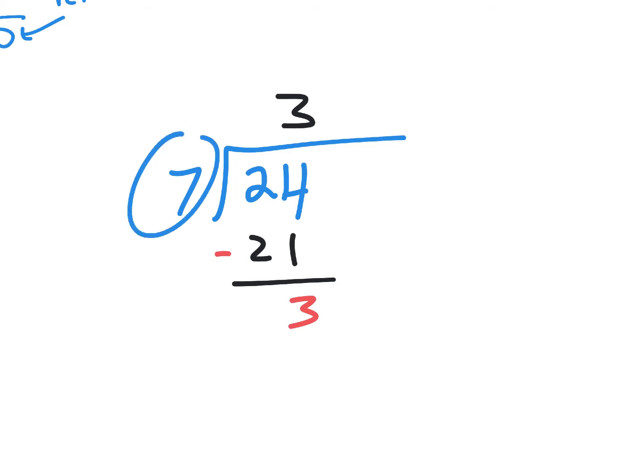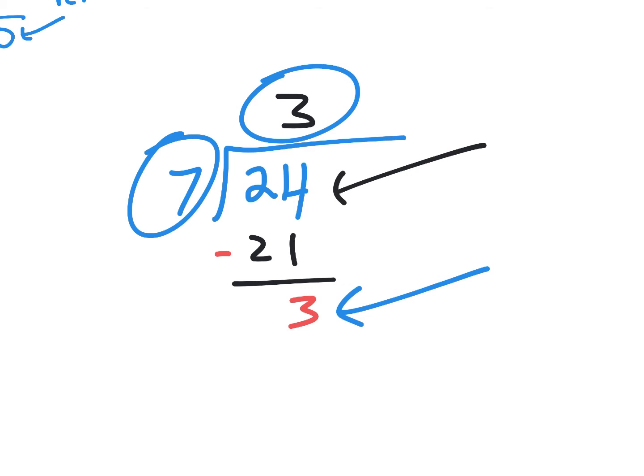That means 7 times 3 doesn't make 24. But if you take 7 times 3 and add the remainder, then it gives you 24. See what I mean? 7 times 3 plus this guy. 7 times 3 is 21 plus the 3 makes the 24. Okay, so now let's see if you can get it with factoring.